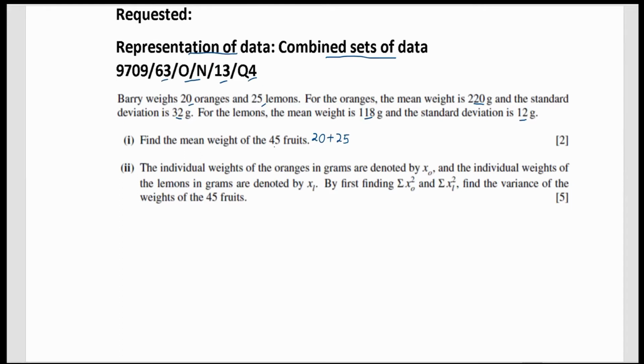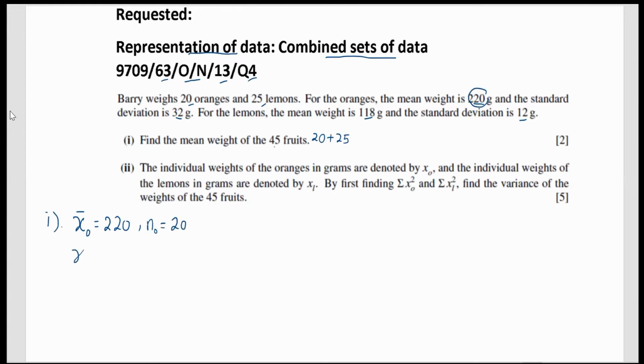Okay, in order to answer part 1, we are finding the mean weight of 45 fruits. First, we must find out the total weight of 20 oranges. So we write down the info given. The mean of orange is 220 grams, given by the question here. And the number of oranges given is 20.